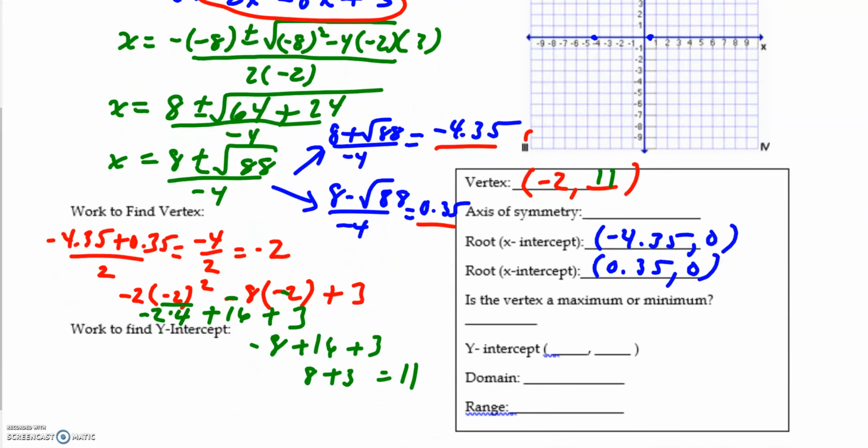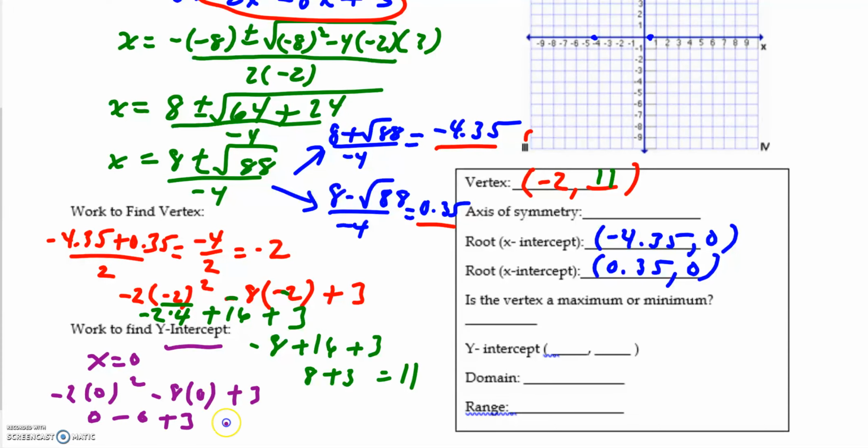The last thing I need to find to graph my parabola would be the y-intercept. The y-intercept is on my y-axis over here, which means that x is 0. So if I take 0 and plug it into my original equation, that would be negative 2 times 0 squared minus 8 times 0 plus 3. When I plug in 0, I love it because things just disappear, because this ends up being 0 minus 0 plus 3, so I'm left with 3. So my y-intercept is: plug in 0, get out 3.